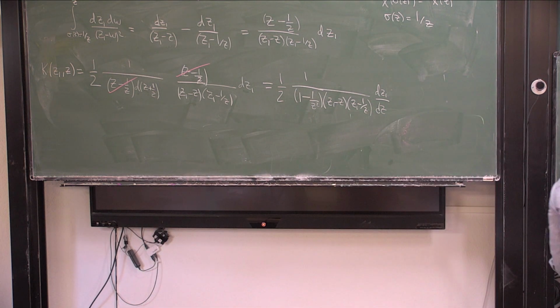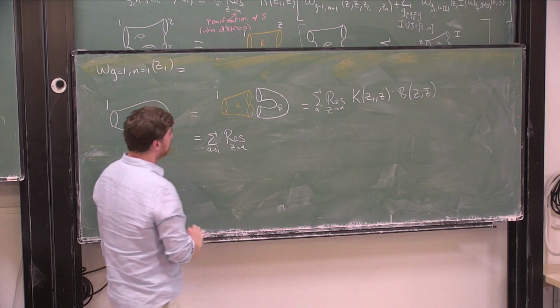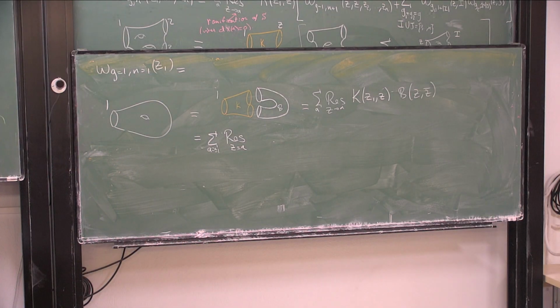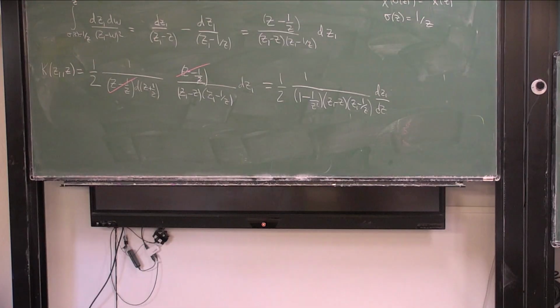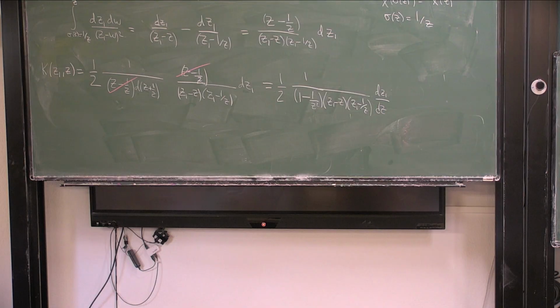Right? So we get a sum over a equals plus or minus 1, and we're taking the residue at z equals a. Okay. So we have this recursion kernel, 1/2. Let me multiply everything by, let's say, z cubed, just to make everything nice. Maybe let's put a z cubed up there.